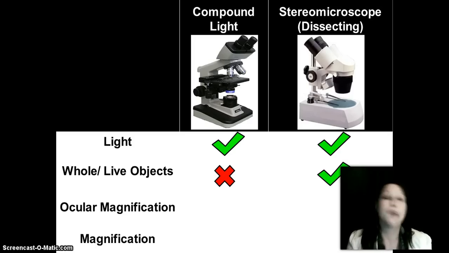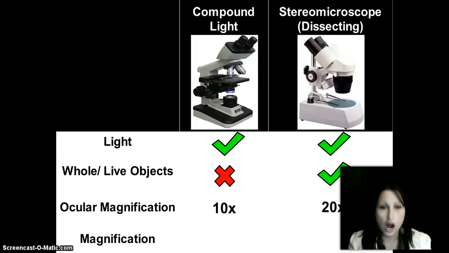As far as the kind of objects that they view, the compound light needs to have specimens that are sliced. So they'll be sliced very, very paper thin and then put on a slide to be mounted. The stereo microscope is really useful because you can look at whole objects, which means you can also look at live objects. So if you're doing a study that has to do with small animals, such as insects, and you want to take a look at them, you would be using the stereo microscope instead of the compound light microscope.